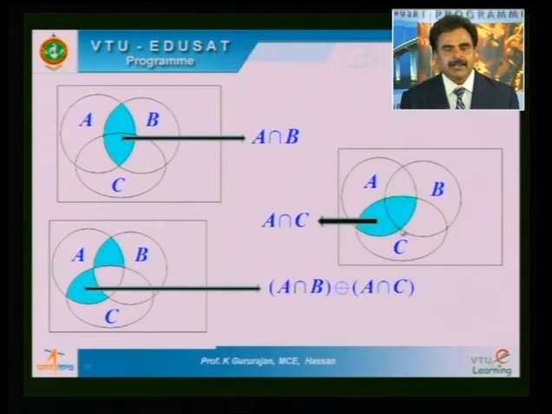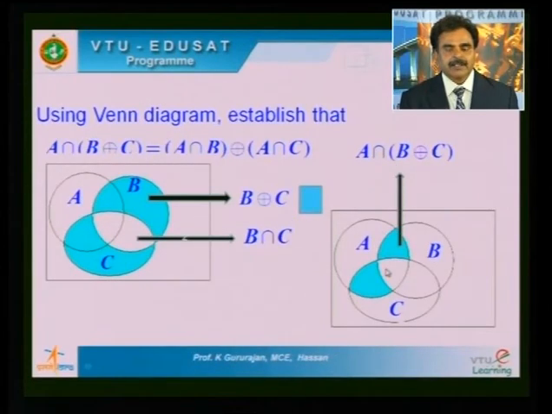In fact, this portion is actually A intersection B intersection C, and this portion must be discarded. This is what we have done. You can notice here I have not colored this, so I will get the same. This is the Venn diagram for A intersection B plus A intersection C. Now comparing this Venn diagram with the one that we saw earlier, these two have the same Venn diagram. Therefore, we can claim that yes, the compatibility property exists between intersection and the plus operator.